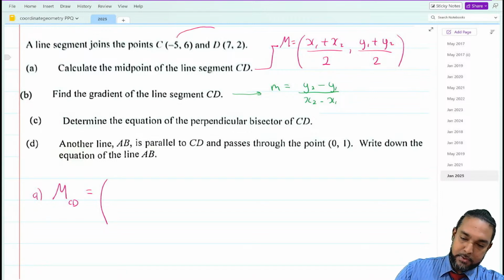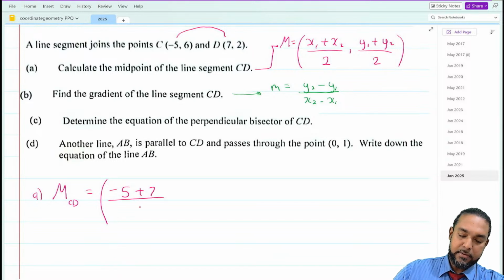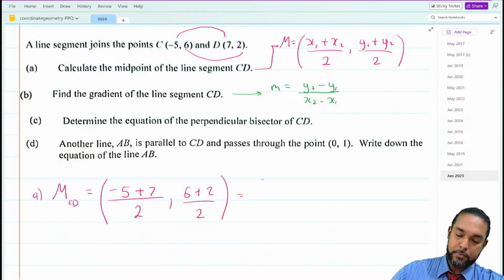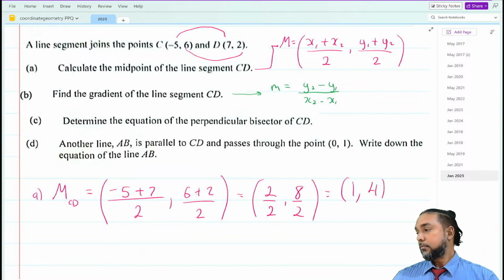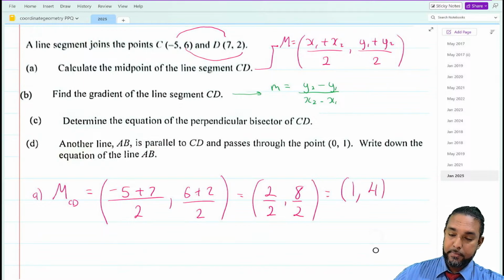So we have x1 and x2: -5 plus 7 all over 2. And then y1 and y2: 6 plus 2 all over 2. -5 plus 7 is 2, so we have 2 over 2. 6 plus 2 is 8, so we have 8 over 2. That gives us 1, 4. All right, so that's the midpoint.